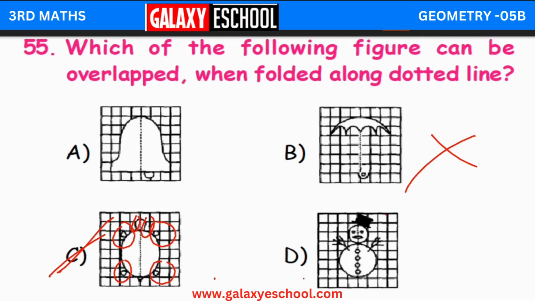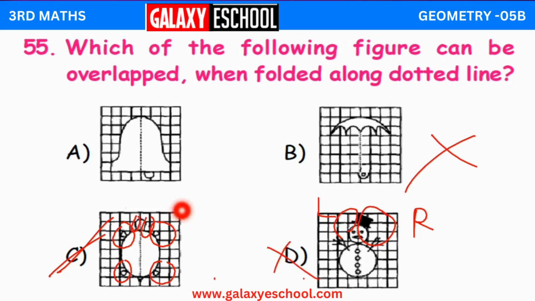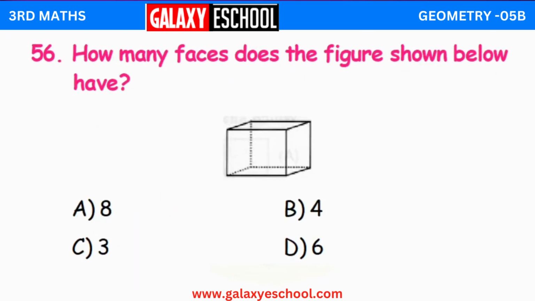If you look at option D, on the right side we have a hat, on the left side we do not have any such hat. So D also cannot be overlapped. Only C is our correct answer.